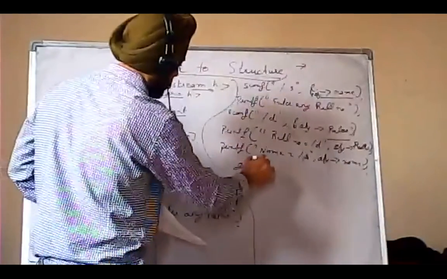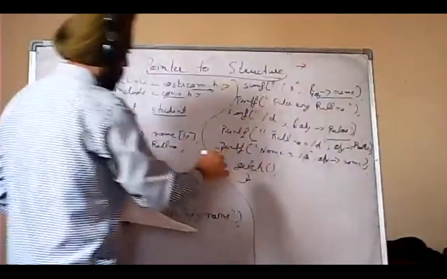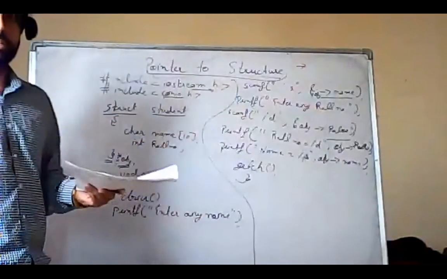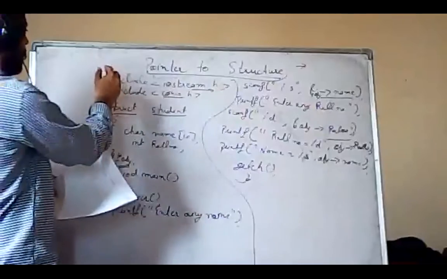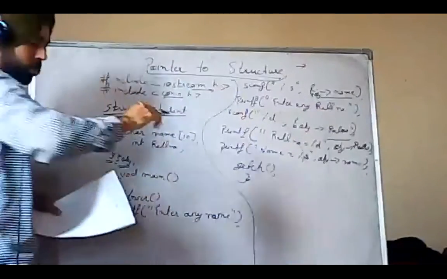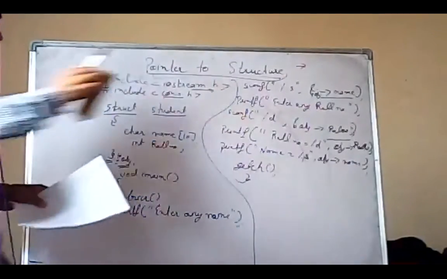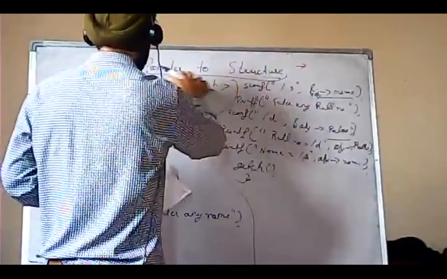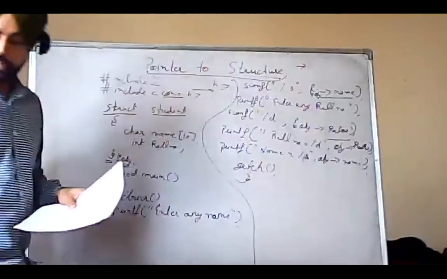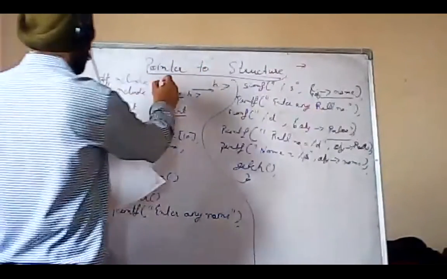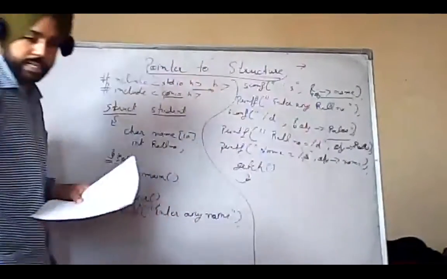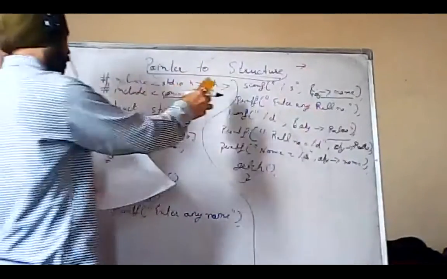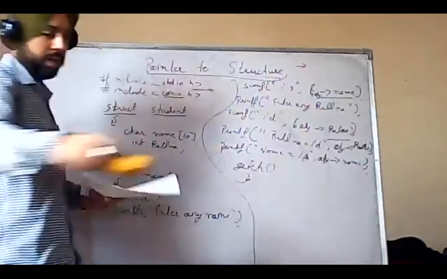We will use getch. In this case, I'm just creating a program pointer to structure with the help of C. For that, you just ignore this header file, that is iostream.h. You just write the stdio.h header file that is specifically for C programming.